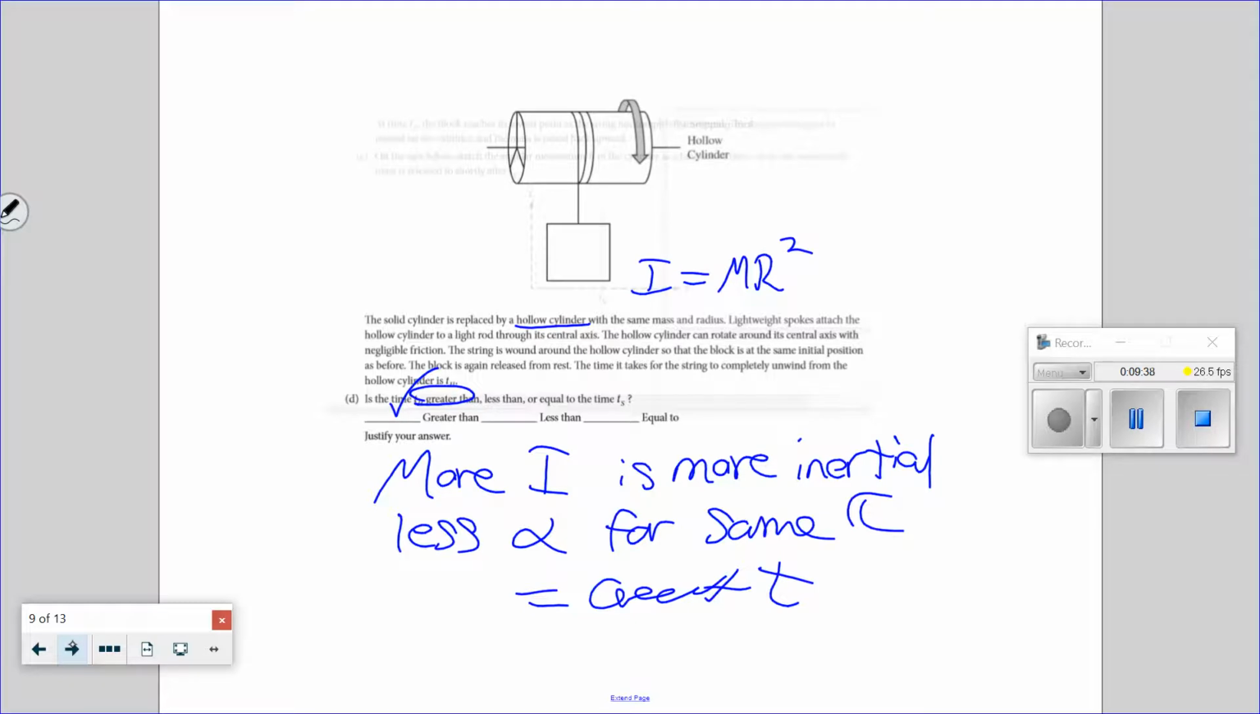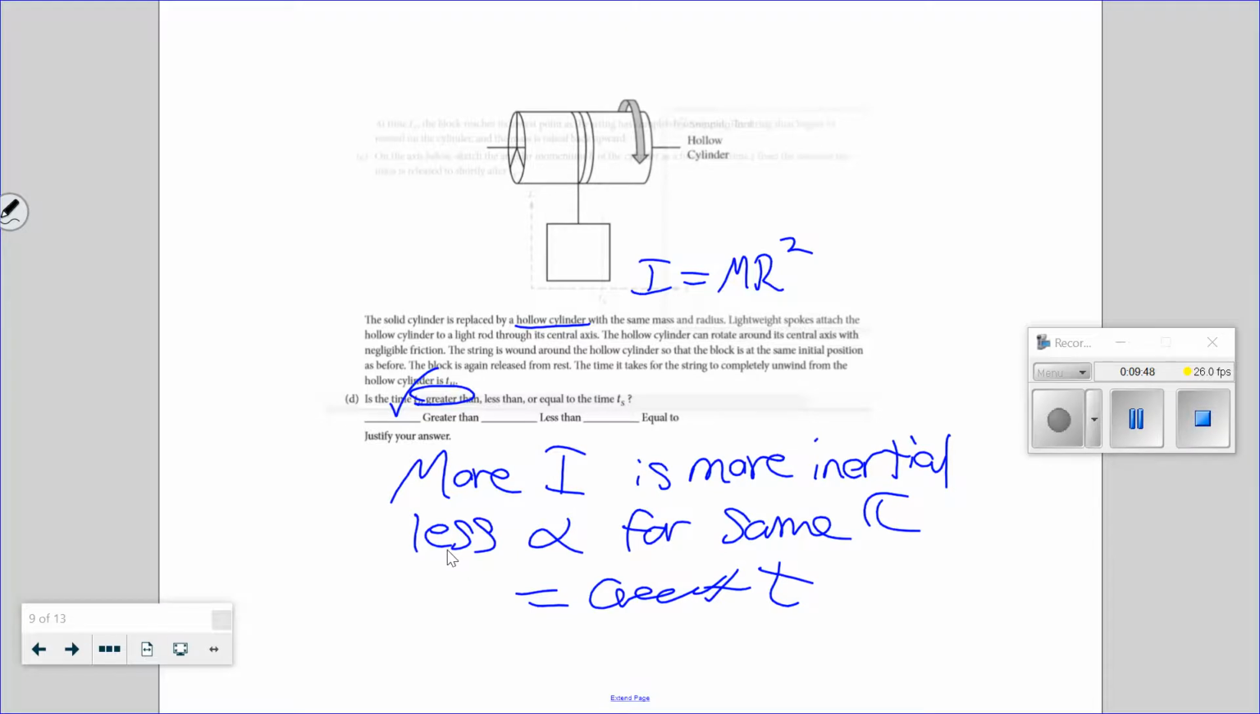Okay, and then 1 point for correct justification that increased inertia will decrease the acceleration, less alpha, and increase the time. Oh, I don't know. If you can't read that word, I think I would give myself 3 out of 3. Marker. Less alpha for the same torque would increase the time. What do you think?